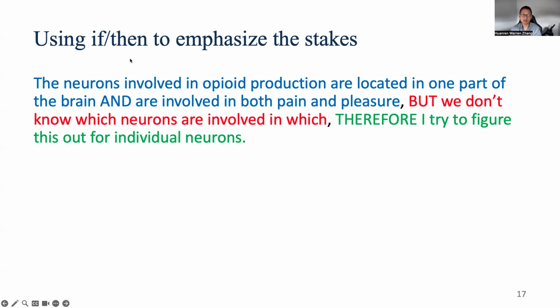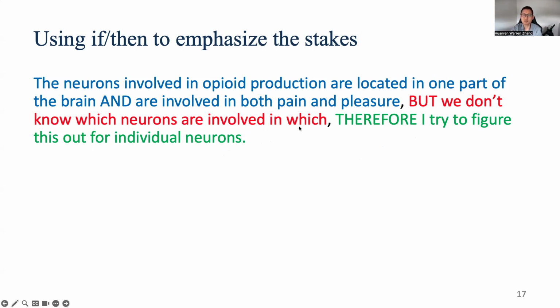So this is some context. You can see that this is talking to scientists, probably not to the general public. But here the problem comes. We don't know which neurons are involved in which. The problem is there. Therefore, I try to figure this out for individual neurons. So this highlights the problem that you are trying to solve, and the importance of the research that you are trying to do. However, it seems that the stake is not that high, even though there's a problem.